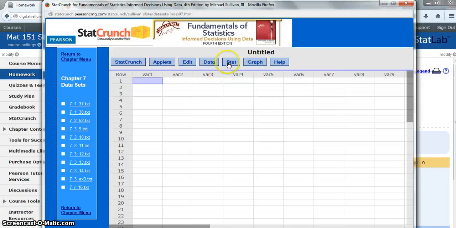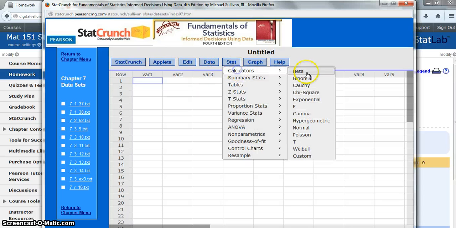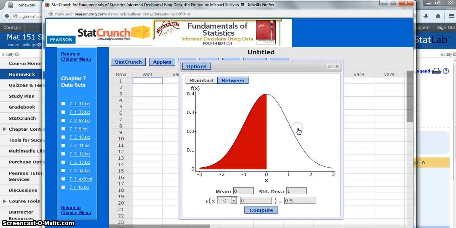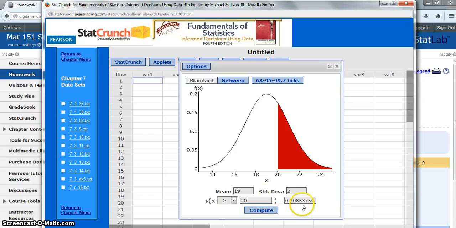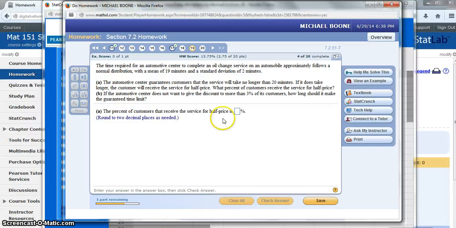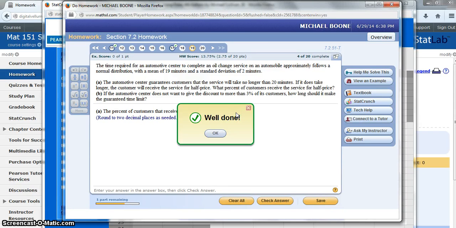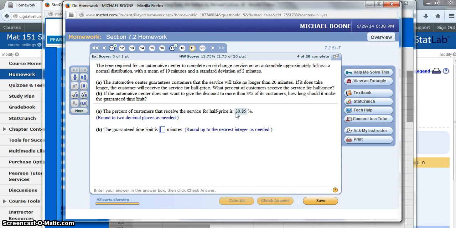So again, let's go to our stat calculator and normal. So it was a mean of 19 and a standard deviation of 2. And I'm trying to find out what percent is greater than 20 minutes, because those are the people that are going to get half off. So here I got 30.85%. If I go plug that back in, 2 decimal places, 30.85%, right? So that's percent that's going to receive half off.